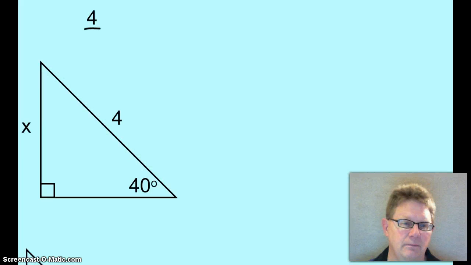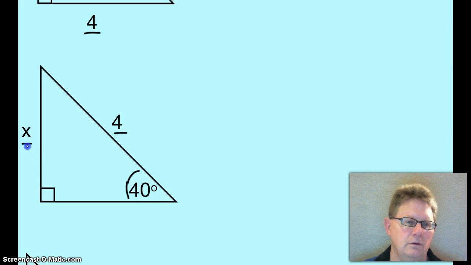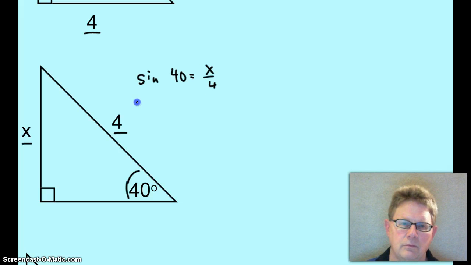Alright, let's play that game again. Okay, looking at the 40 degree angle. What are the two sides that we have? X is opposite. 4 is hypotenuse. Which ratio deals with opposite and hypotenuse? Sine, that is right. Sine of 40 degrees equals x over 4. Cross multiply. 4 sine 40 equals x.